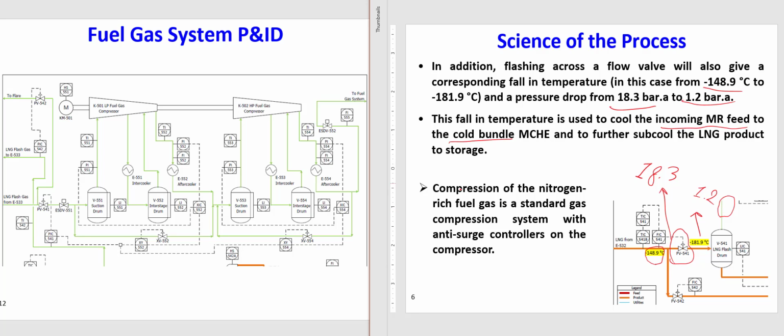Once it's warm, we will send it to several stages of compression. We have a gas that is rich in nitrogen, but it's a fuel gas. It also has a large amount of methane and some helium and some other molecules. So we will compress it using a compression system that also has anti-surge controllers. The gas from the top of this LNG flash drum, we call it fuel gas. It is rich in nitrogen, and we can use it for some other applications.